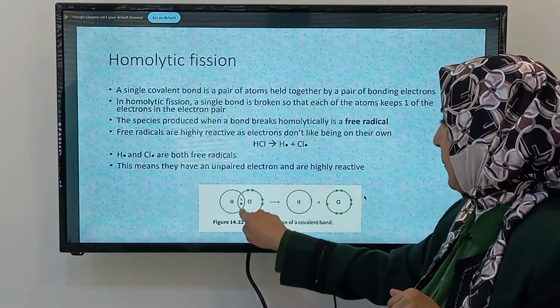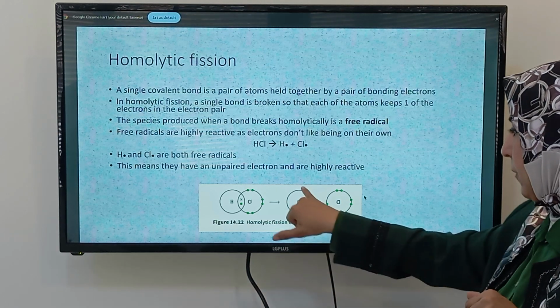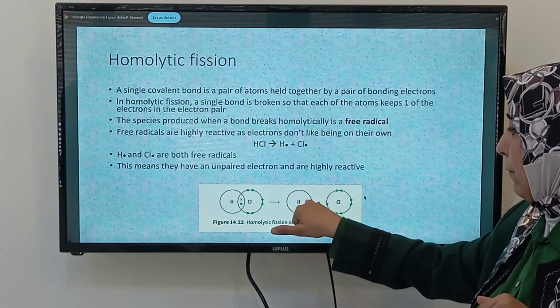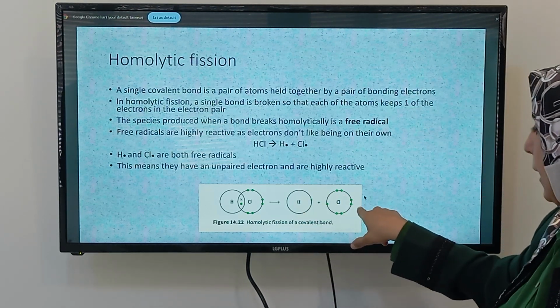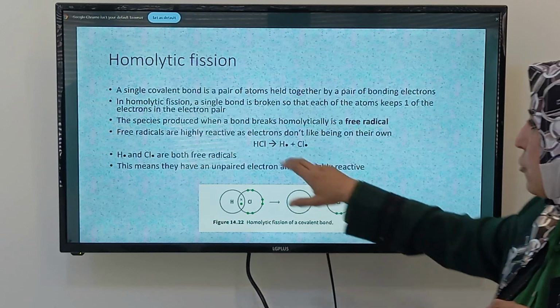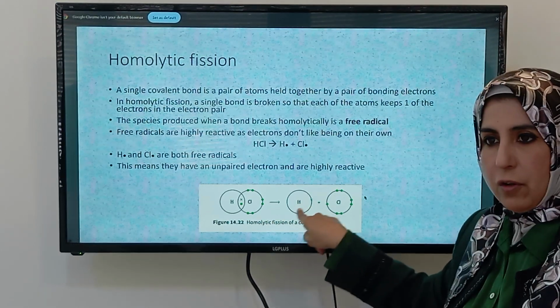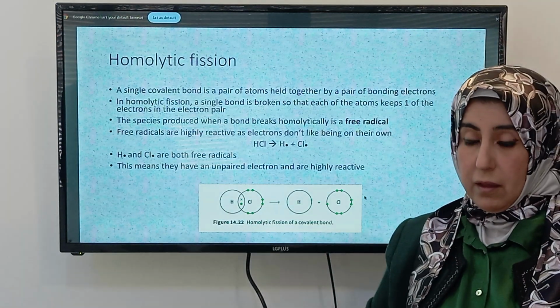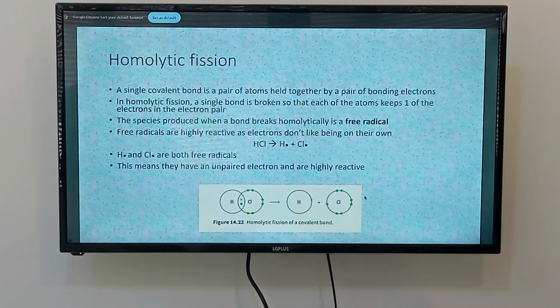In homolytic fission of a single bond like this, when it breaks, the products will be hydrogen and chlorine. Hydrogen has one electron in its outer shell, and chlorine has 7 electrons. So the species produced when the bond breaks homolytically are free radicals. The main products of this process are free radicals. What does free radical mean? Free radicals are highly reactive, as electrons don't like being on their own.